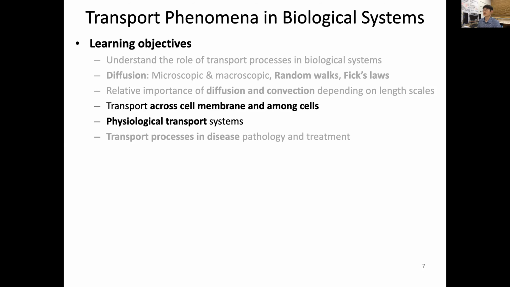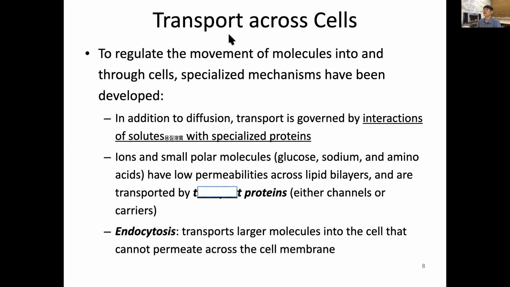Hi, let's continue about transport phenomena in biological systems. Now we want to discuss transport across cell membranes and among cells, and talk about the general physiological transport systems. So first, transport across cells.